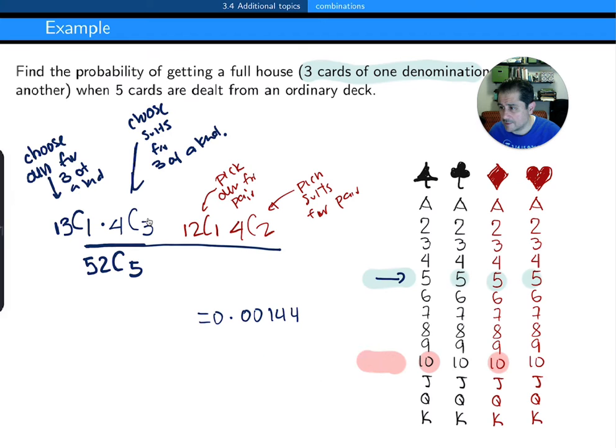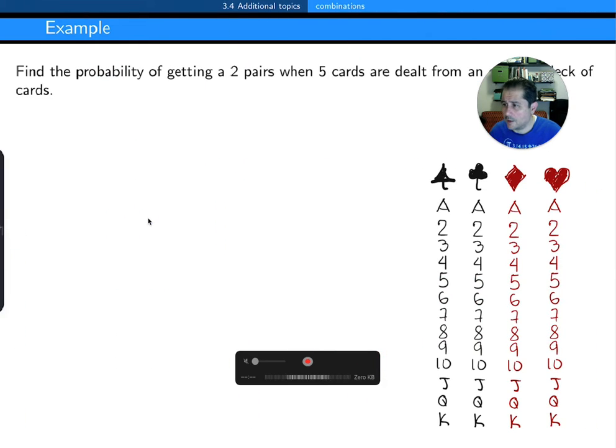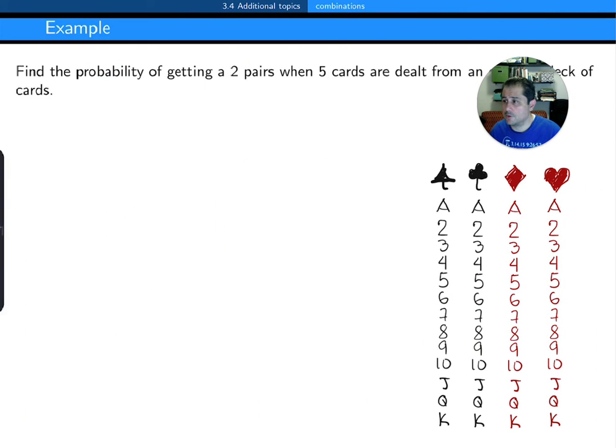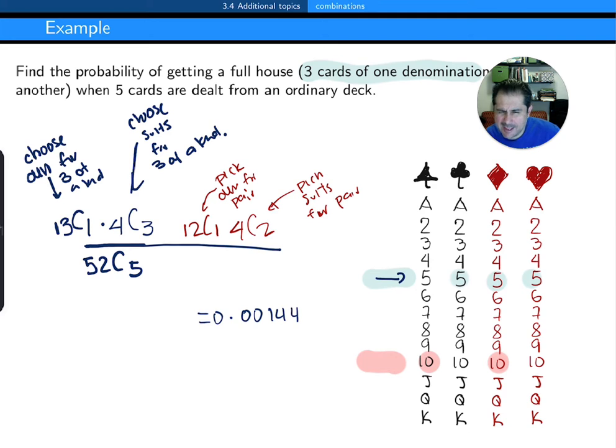Okay, let's go to my next example. I'm going to do now the same logic, but with 2 pairs. Now, you've noticed that here I first picked the denomination for the 3 of a kind.